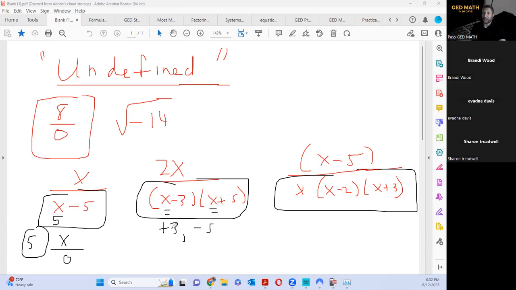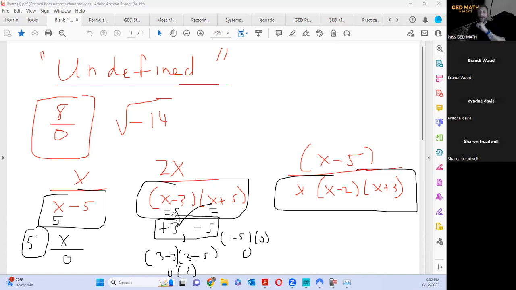So how do we know? Opposite of minus 3 is plus 3. If we plug 3 in as x, we're going to get 3 minus 3 times 3 plus 5. Right? 0 times 8. What's 0 times 8? 0. If we plug in minus 5, we're going to have minus 8 times 0, which is also 0. So that means there's 2 values that would make this undefined, which is plus 3 and minus 5.